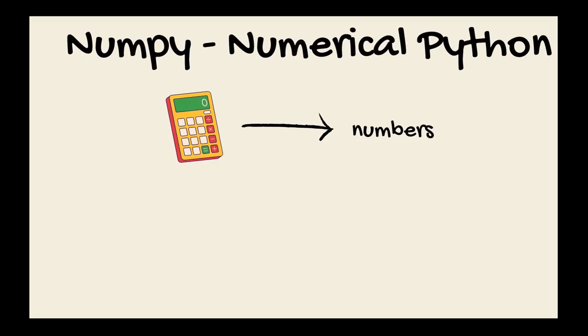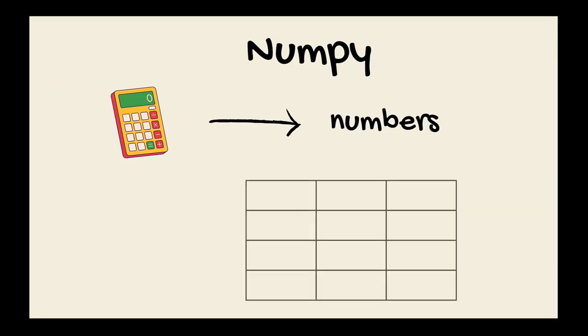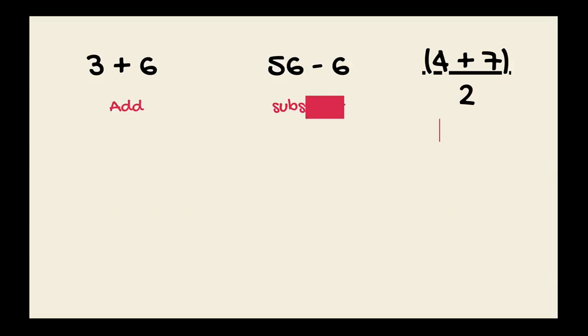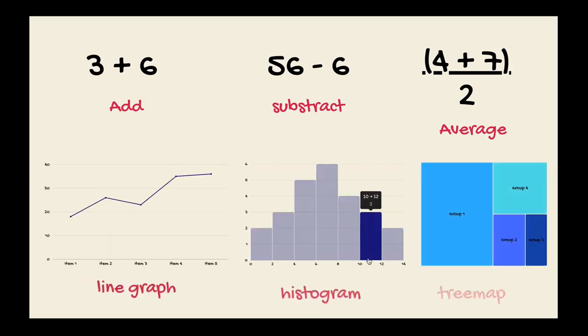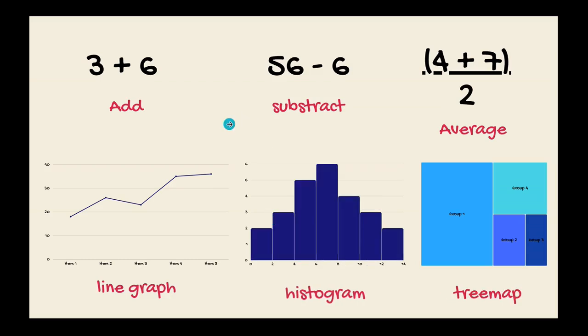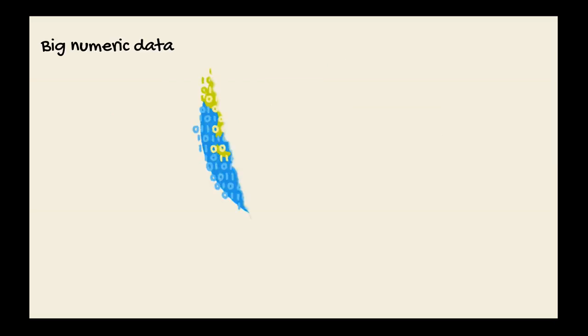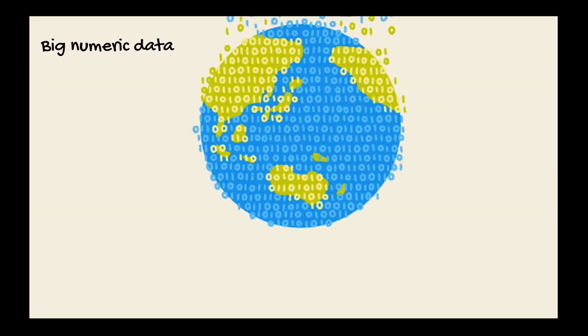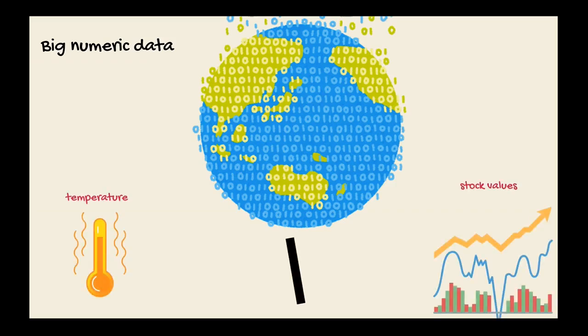It helps you store numbers in organized rows and columns like a grid or a table. You can do quick math with it, so you can add, subtract, find your average, or you can find patterns within your data. It is great with handling big numerical data, something like temperature, prices, stock values.